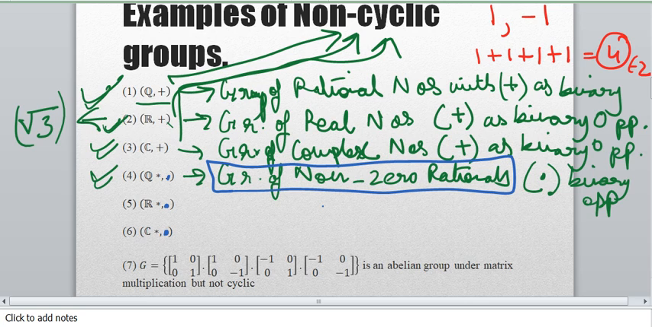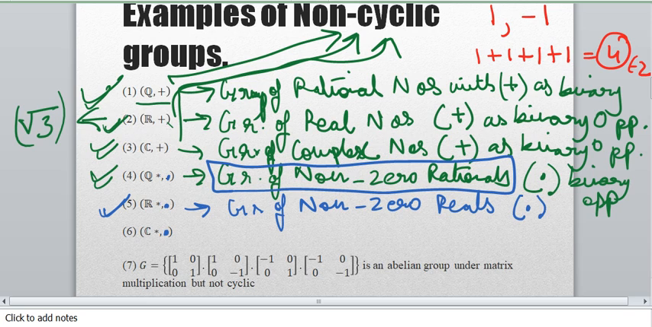All right, moving on to the next one. R star, that is the group of non-zero reals with multiplication as binary operator.